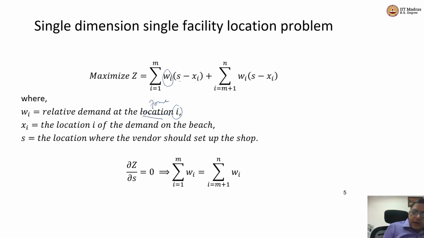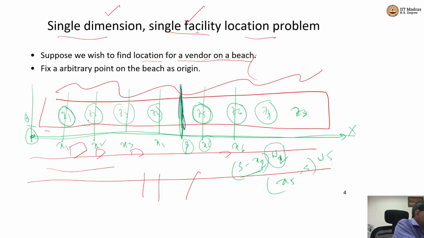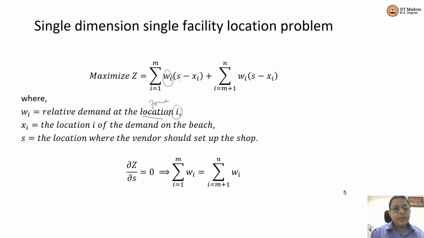Now the question is, how do I know that after zone 4 I have to take x5 minus s, and before zone 4 I have to do s minus x4? I don't know, because this s is not known yet. I don't know the location of the facility. This s was arbitrarily decided. So how many of these locations should be on the left of the facility and how many should be on the right side of the facility? We don't know.